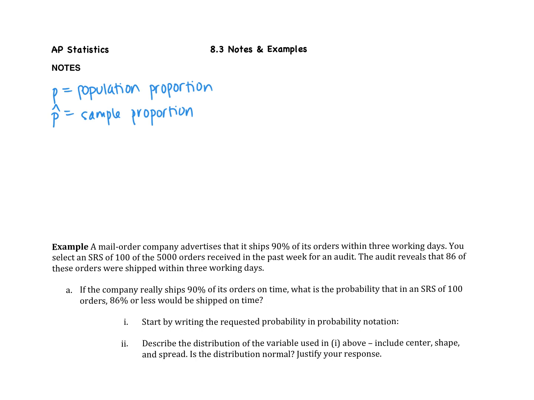Some more vocab to remind us of that we did before break. Anything that comes from a population is called a parameter. So any number that comes from a population is called a parameter. Any number that comes from a sample is called a statistic.